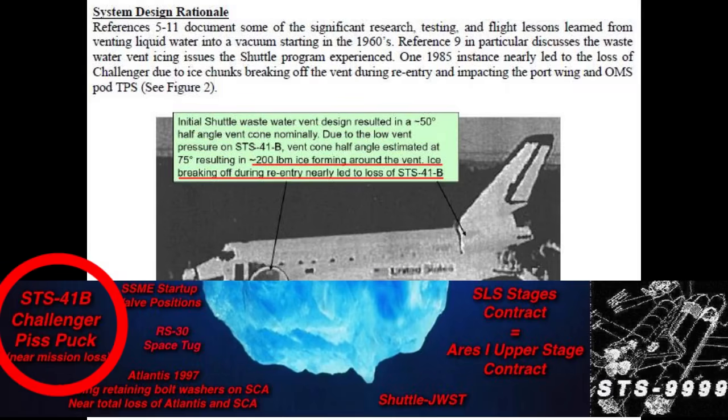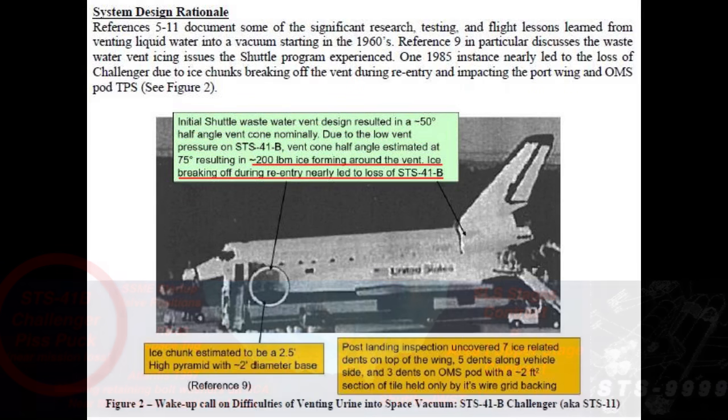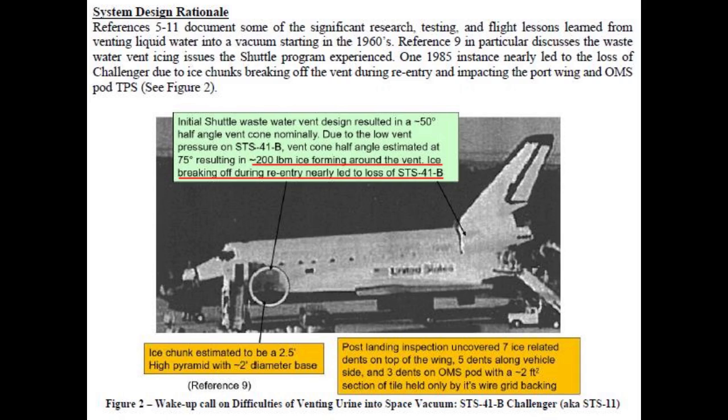The Challenger Pisspuck. Oh boy. Maybe the worst near loss in the shuttle program's history. In 1985, the shuttle's wastewater venting system needed to be significantly redesigned due to an incident that occurred during the re-entry of STS-41B. The low pressure in the vents that expelled the shuttle's wastewater out of it caused the water to freeze and accumulate around the vent.